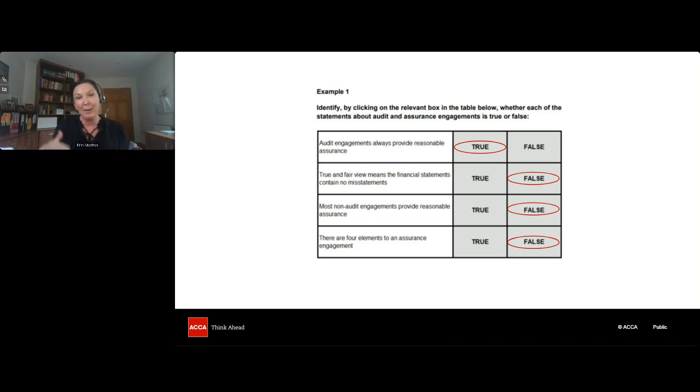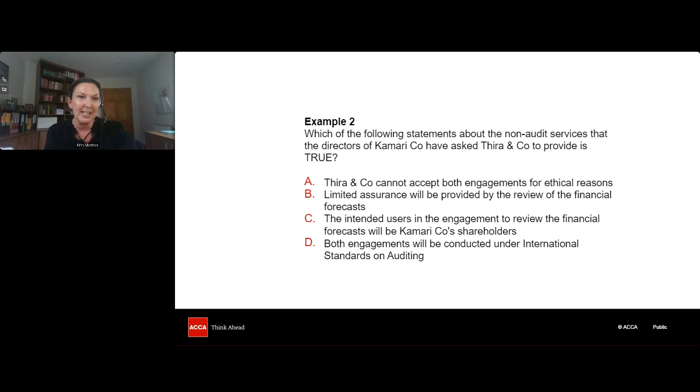However, the remaining questions we're going to see what you think and what kind of answers you would come up with. So let's look at the second question that they gave us in the examiner's report. They ask us which of the following statements about the non-audit services that the directors of Kamari have asked them to provide is true. So non-audit services, which one of these statements is true?